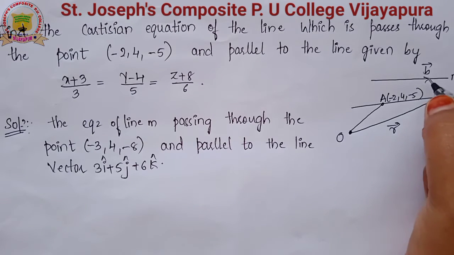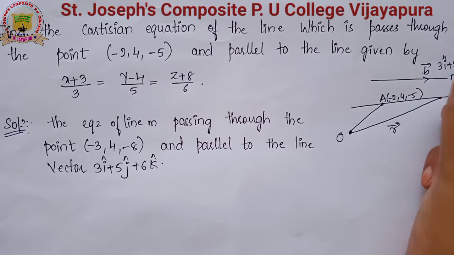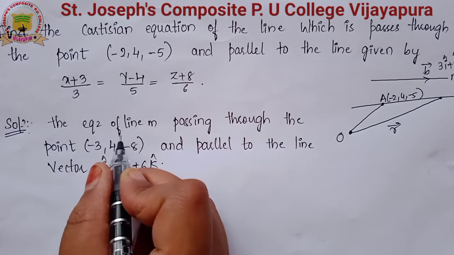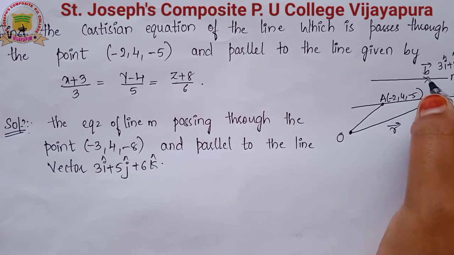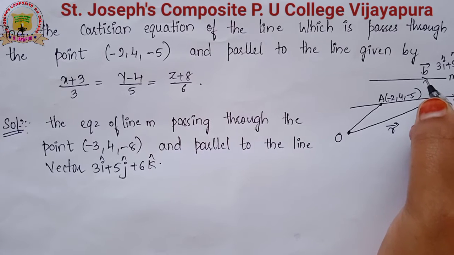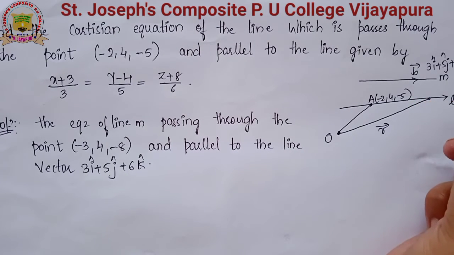See, this is the line which is passing through this point and parallel to the vector 3i plus 5j plus 6k. We are not interested in this point. We want the vector form of this line. So we get here the direction vector of this line as 3i plus 5j plus 6k.